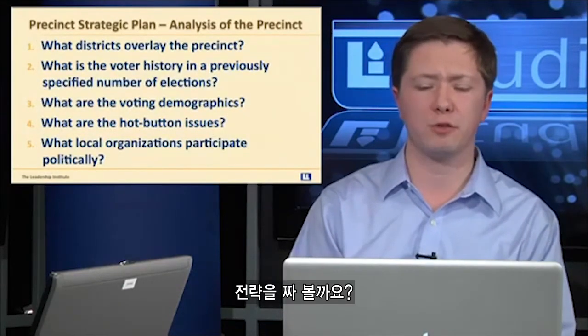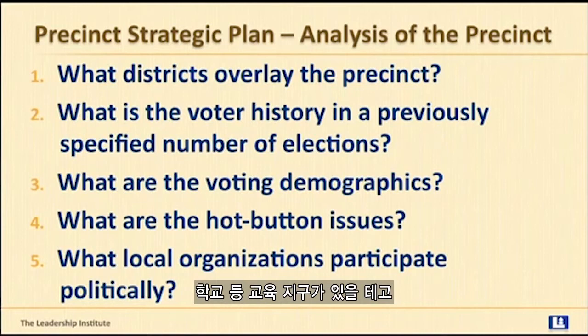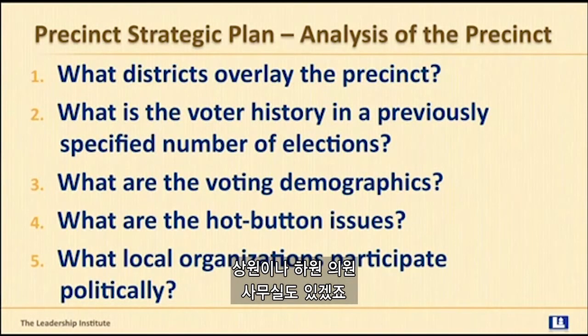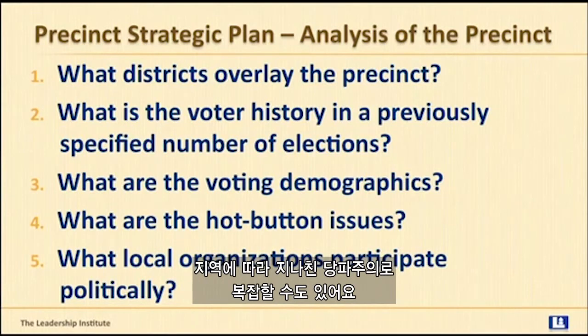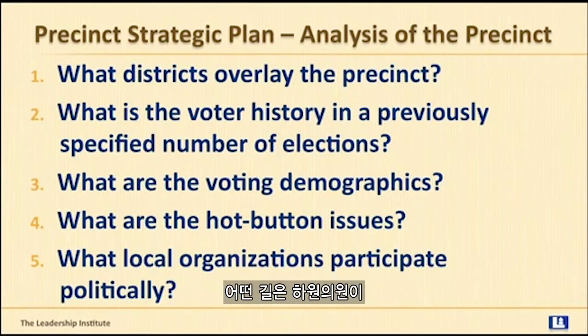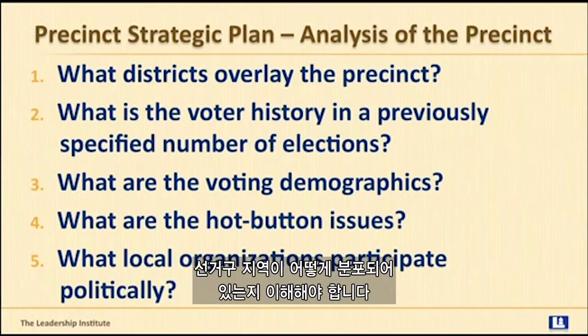So what does your precinct strategic plan look like? Number one, what districts overlay the precinct? There will be a number of school board districts. There'll be a number of state senate or state house districts. And in states where it's hyper-partisan, the gerrymandering may be so insane that you would have one state house candidate who represents you on your street, and 2 streets over, it's another member of the state house or state senate who represents your neighbors. So you need to understand which districts overlay the precinct.